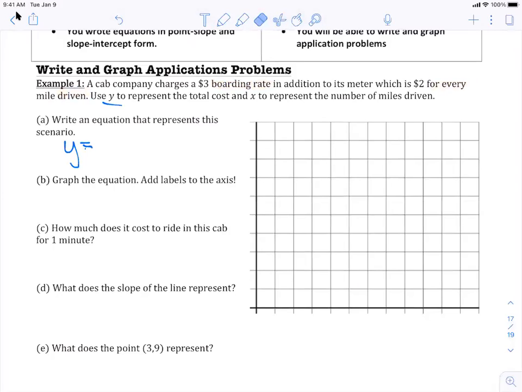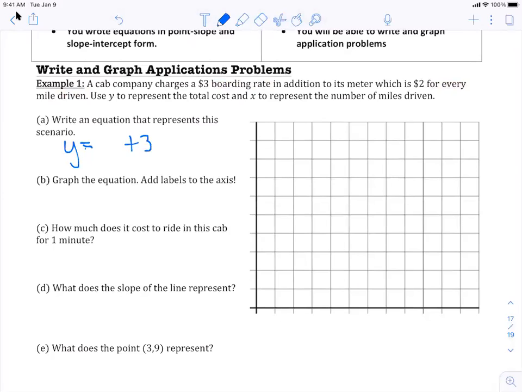Now, the rest of this though, let's see where we would start. It says a cab company charges a $3 boarding rate. And that's just the minimum fee. So really what they're telling us in this problem is the starting place. That's the starting price, which is just like our starting point, which just means they're telling us what the y-intercept is.